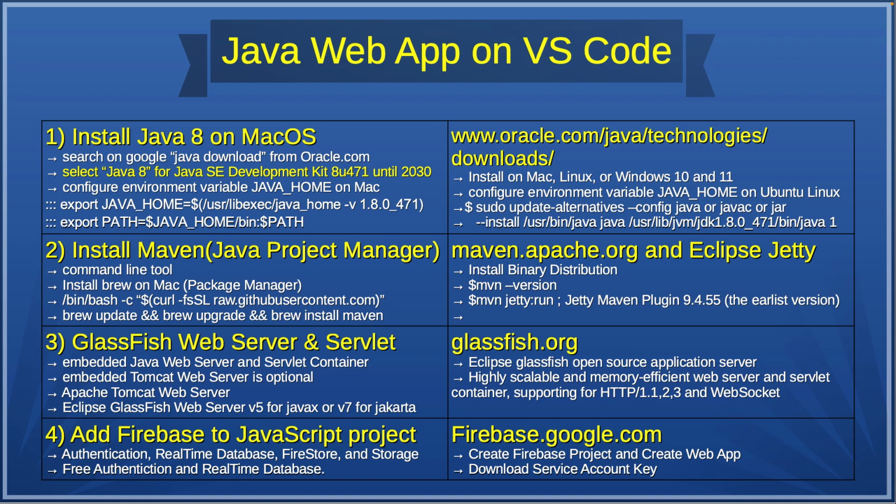And first of all, you need to install the Java SDK from Oracle or OpenJDK. I prefer the oracle.com Java download. And then you need to install the Maven command line, which is a Java project manager. Or you can download a GlassFish web server or Tomcat web server, embedded or standalone. And also you need a Firebase account, firebase.google.com, in order to see your private key, account key, and configuration.